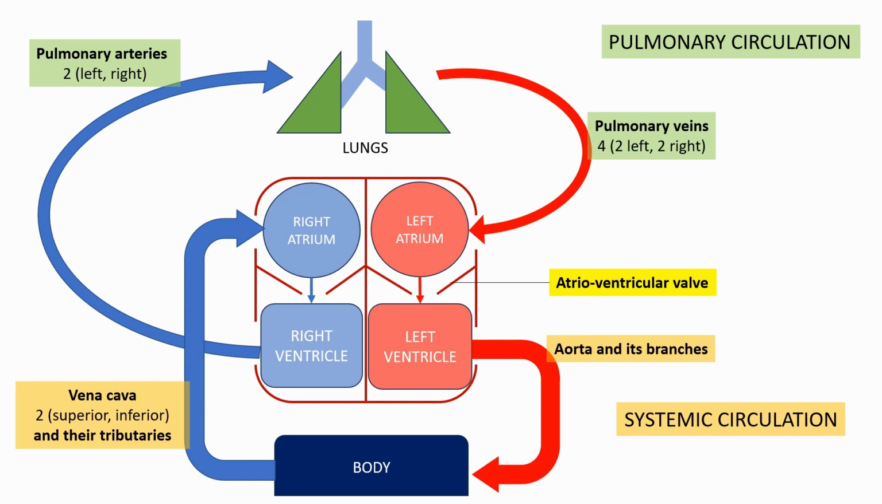Another thing that you will notice within this diagram is that the right side of the heart deals with deoxygenated blood, whereas the left side of the heart deals with oxygenated blood. A last thing to note is that the human heart does not actually look like this. This is just a simple schematic diagram to help you understand how the human heart works.